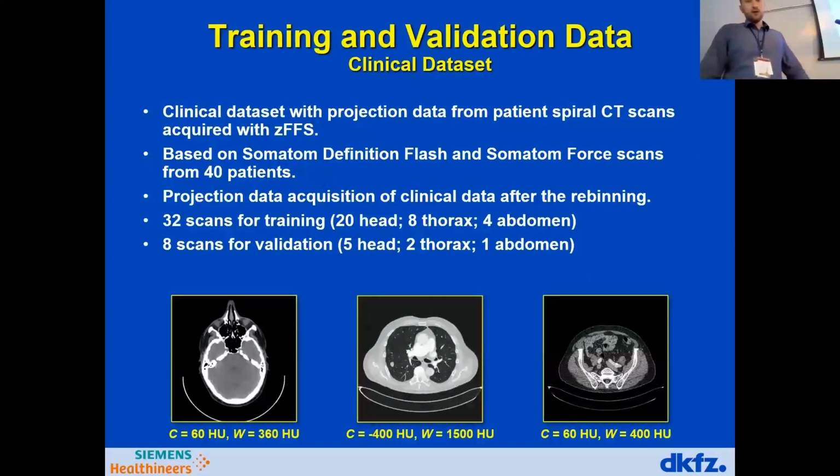Let's now go through the individual training data sets. The clinical data set consists of projection data from patient spiral CT scans acquired with Z-flying focal spot. Here we had 40 patient scans, whereas 32 scans were used for training and 8 scans were used for validation. They basically cover head CT scans, also thorax examinations and abdomen scans, and were equally distributed in the training and validation data set.